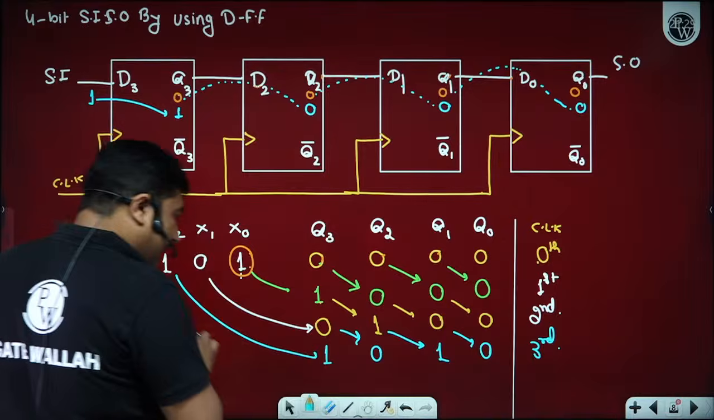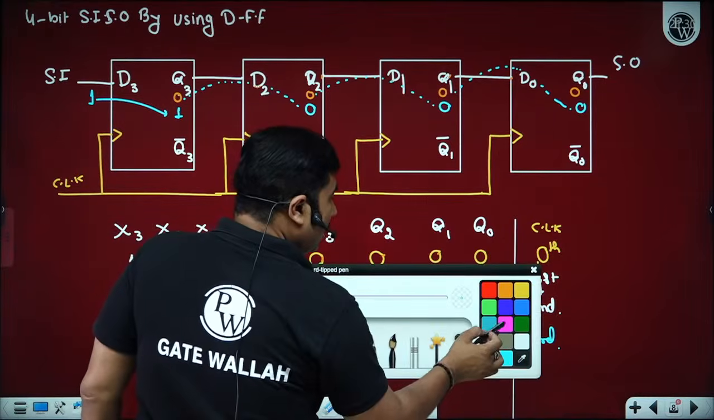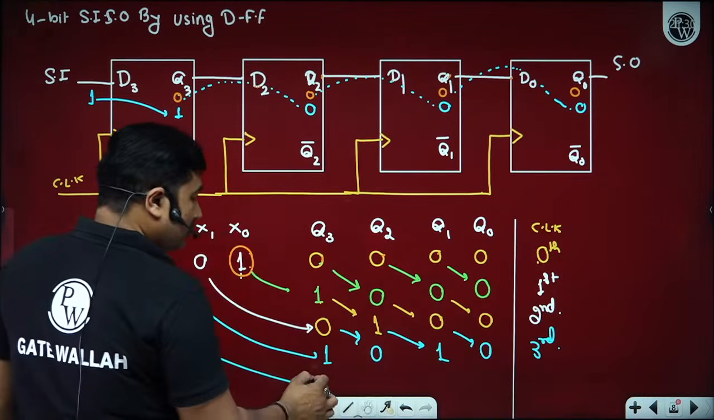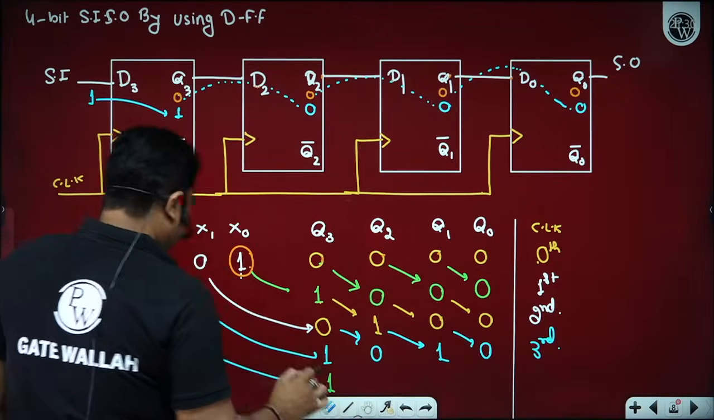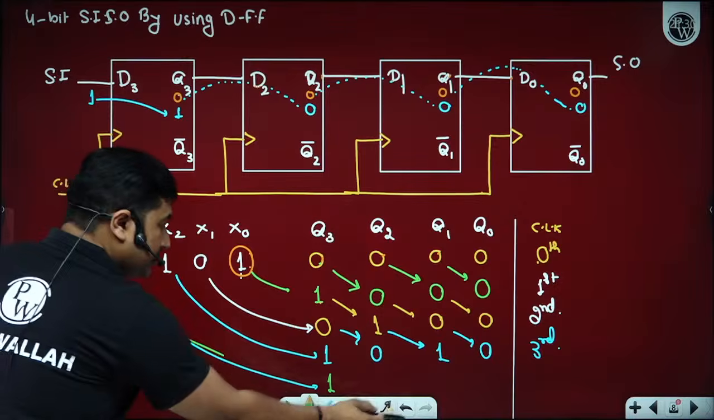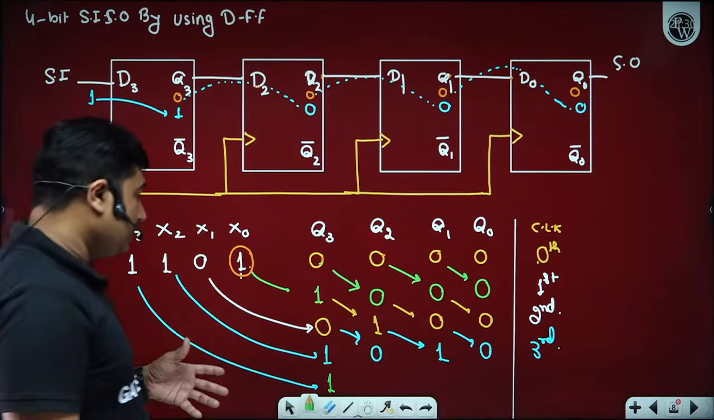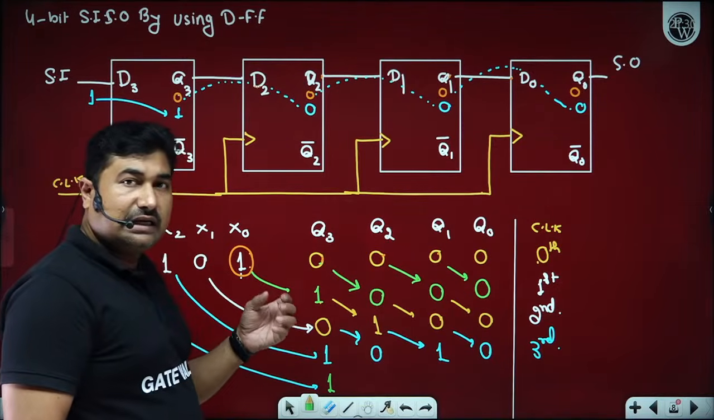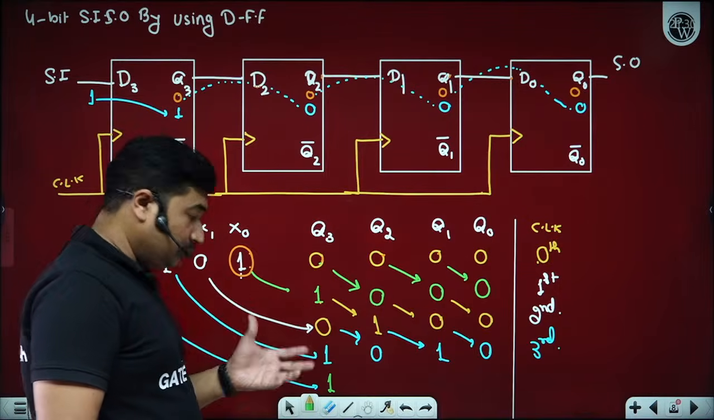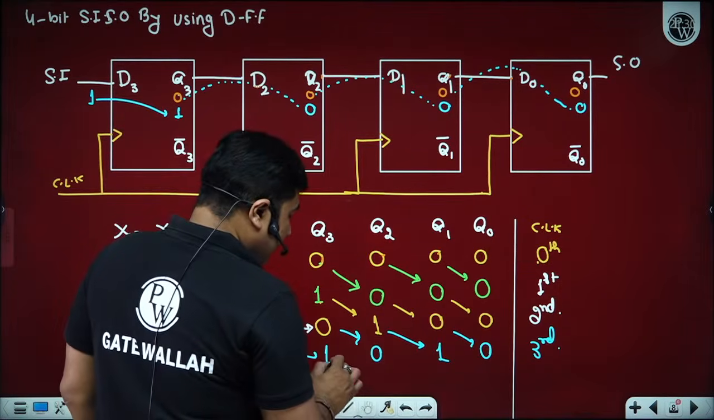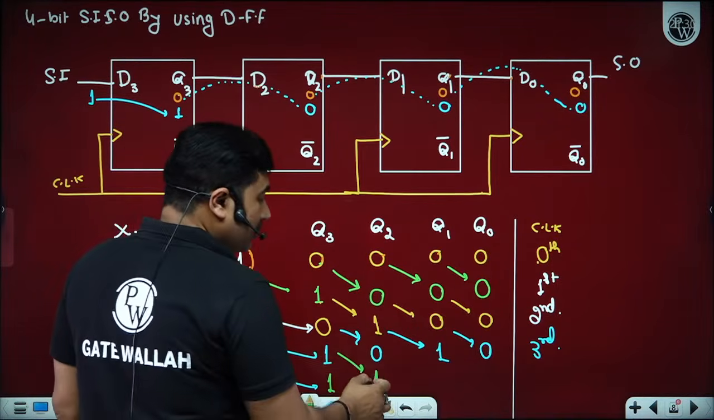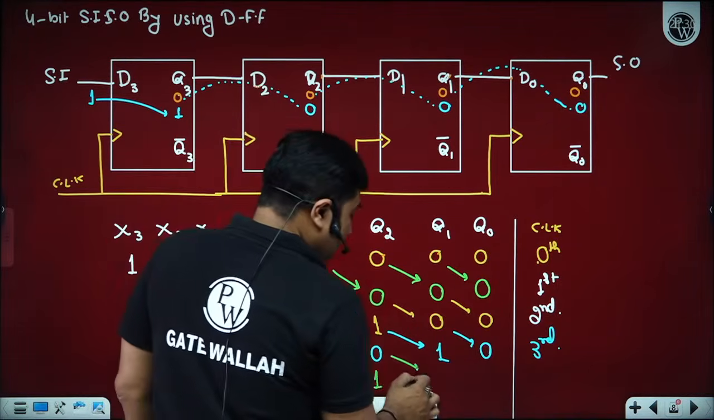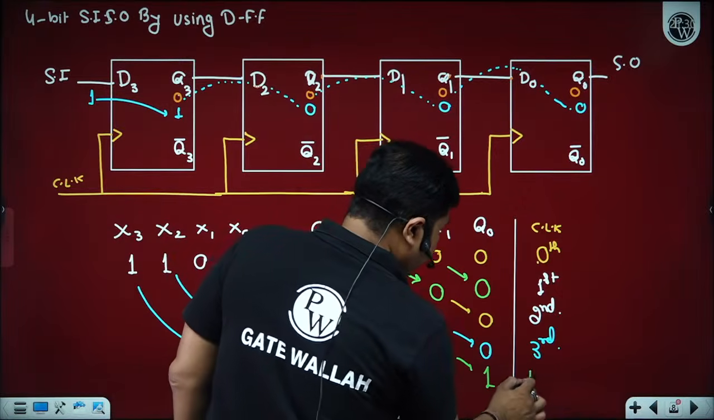What is the data after the fourth clock pulse? On the fourth clock pulse, this X3 will take the position of Q3, get stored in the flip-flop Q3, and this 1 at Q3, which is the input to D2, is stored at Q2. This 0 is shifted here, 1 is shifted here.